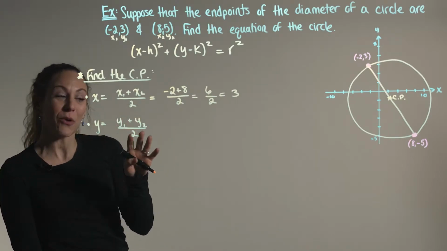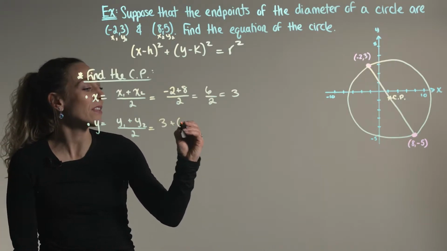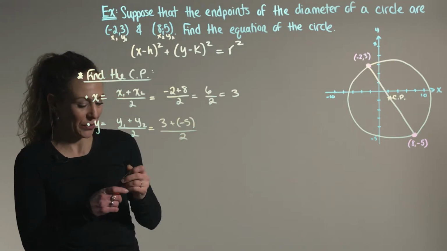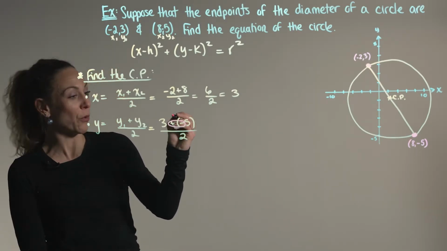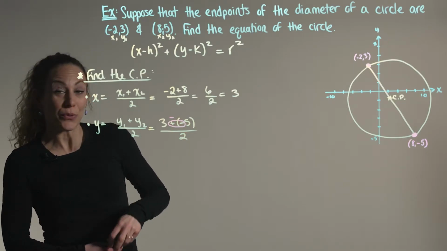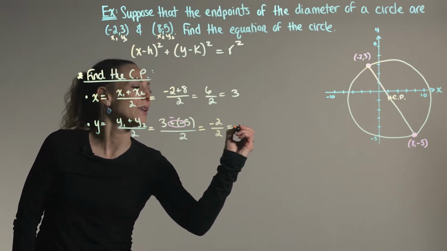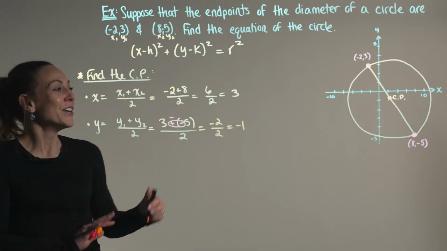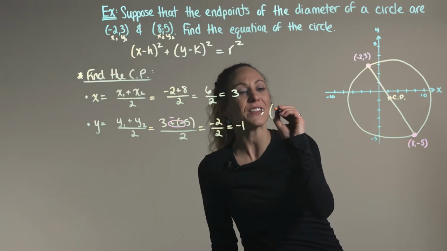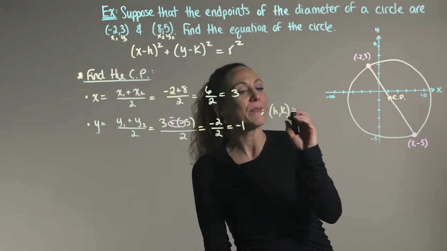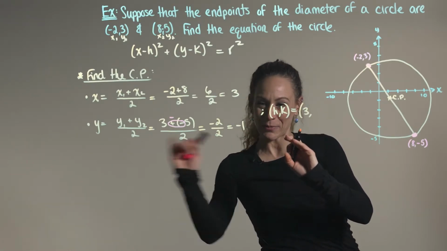And the same idea for our y component. We have 3 plus a -5, all divided by 2. So notice here we have a positive plus a negative value, so 3 minus 5 is going to leave us with -2 divided by 2, or -1. So we could say that the midpoint, or the center point of our circle, is at the ordered pair (h, k), where h, our x component, is 3, and k, our y component, is -1.